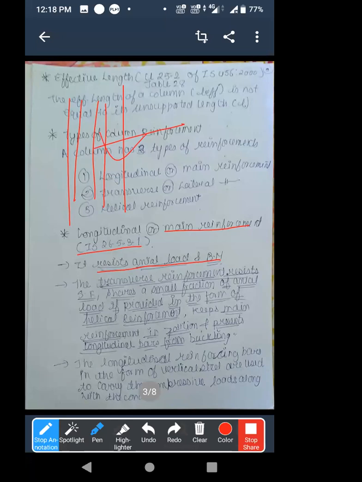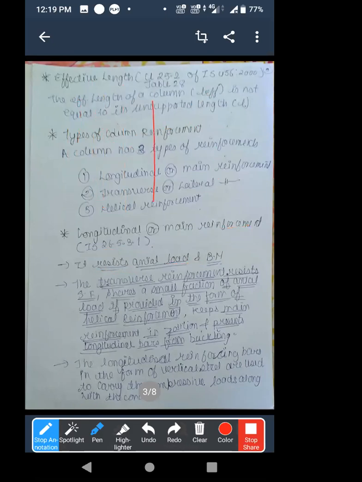Why do you use this longitudinal or main reinforcement? You use it for the resistance of the axial load, and due to this axial load there will be some kind of bending in the column. So this longitudinal reinforcement is used to resist this axial load and the bending moment.